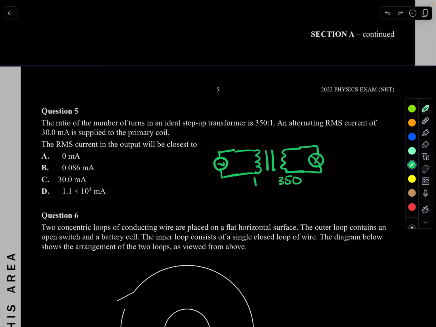An alternating RMS current of 30 milliamps is supplied to the primary coil. So we know that in this primary coil over here, we have 30 milliamps. And we just want to find the RMS current in the output. So this part here. What's the current here?